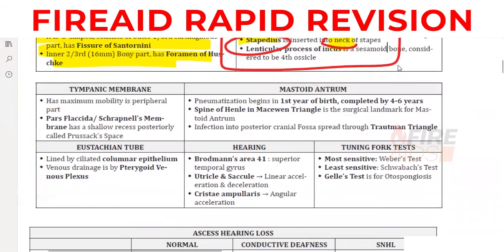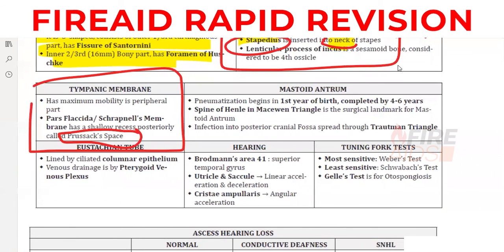Next comes the tympanic membrane. The important point here is that the tympanic membrane has something called Shrapnell's membrane, which allows a shallow recess posteriorly called Prussak's space. You need to know Shrapnell's membrane and Prussak's space. Shrapnell's membrane has a recess that is called Prussak's space. For the tympanic membrane, you need to know Shrapnell's membrane and Prussak's space.